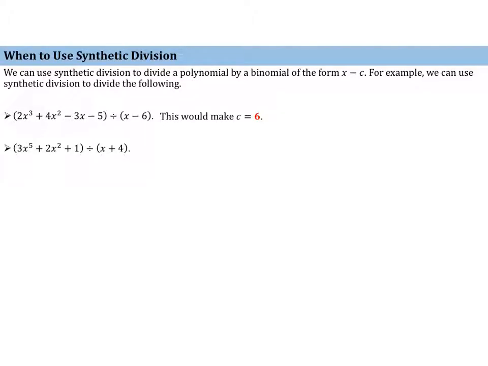Whenever we look at this next division problem, we have a fifth degree polynomial divided by x plus 4. Now, we can still use synthetic division in this case, simply remembering that x plus 4 is the same thing as x minus negative 4. So in this case, c would equal negative 4.